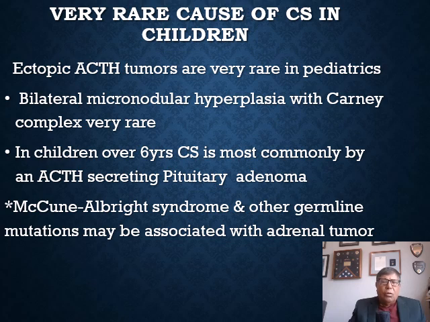And then we all know about that syndrome called McCune-Albright syndrome, which is associated with precocious puberty and also may have a problem with adrenal tumor, Cushingoid syndrome. At the same time, they also might produce hyperthyroidism and growth hormone excess.